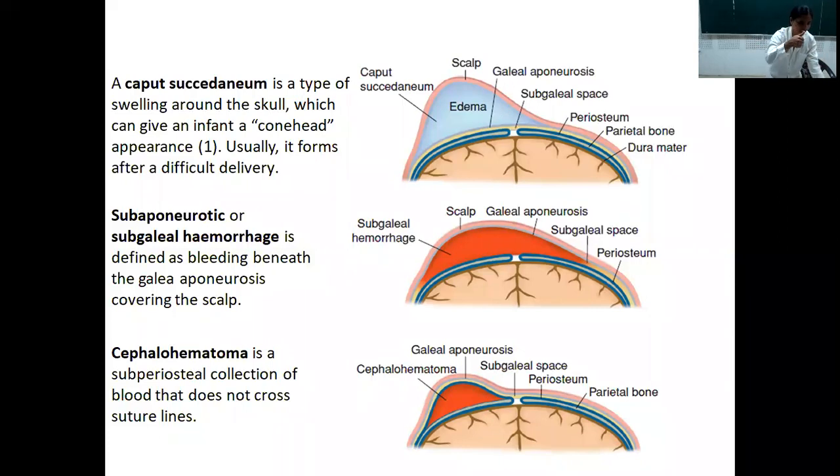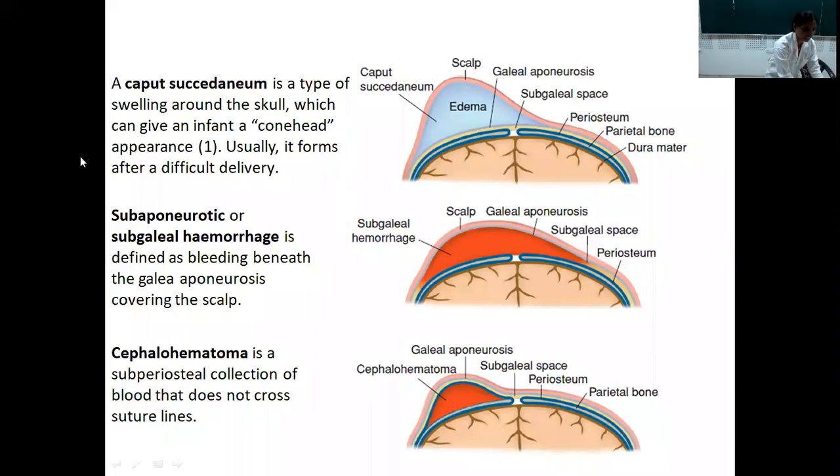See, if you compress or press that caput succedaneum, it will appear as a pit. So there is a pitting on compression of the swelling. So you can easily differentiate this caput succedaneum. So what is this edematous swelling around the skull? The location for this accumulation is just beneath the skin. So that is the caput succedaneum.